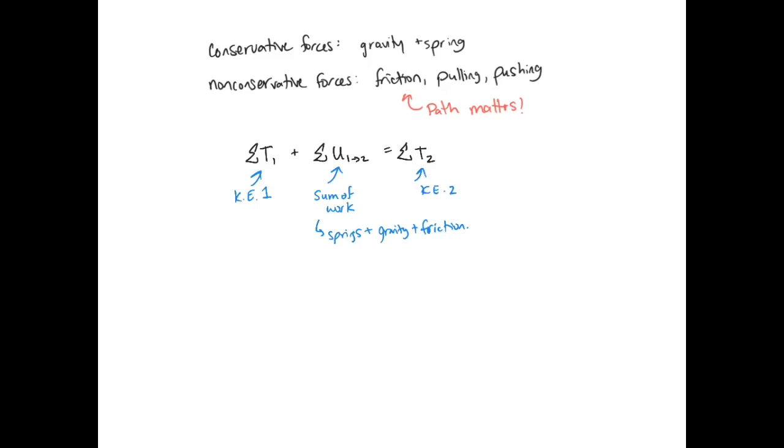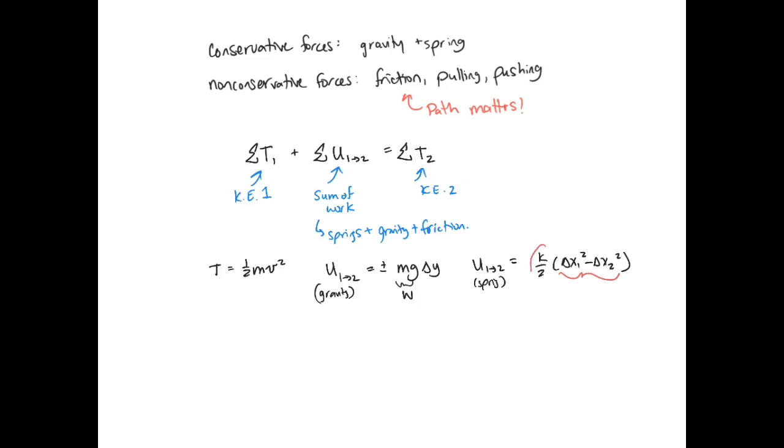Your kinetic energy, T, is equal to 1/2 mv squared. Your work due to gravity is equal to plus or minus mg delta y, or this could also be denoted as just the weight. Sorry, this was gravity. Your work due to a spring is equal to k over 2 delta x1 squared minus delta x2 squared. Remember that you use this to denote the direction, and this is always positive.